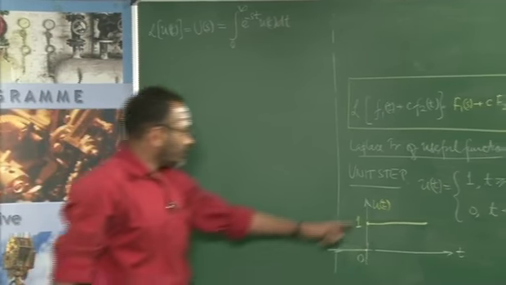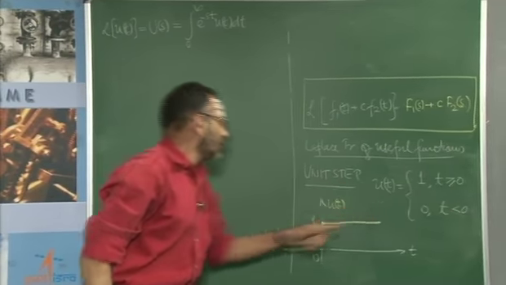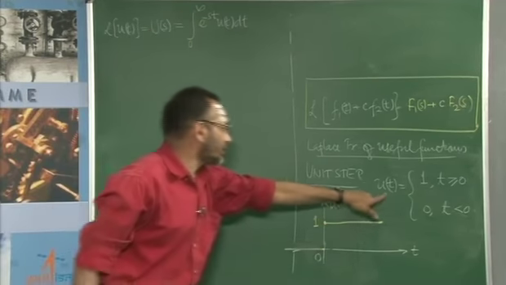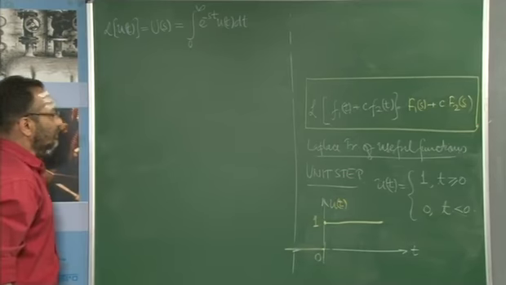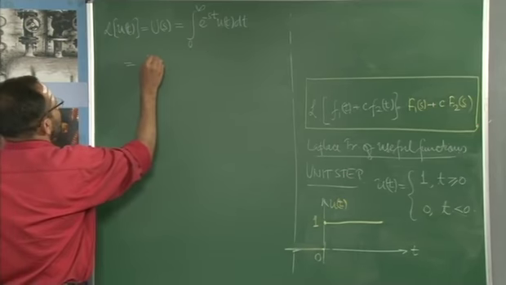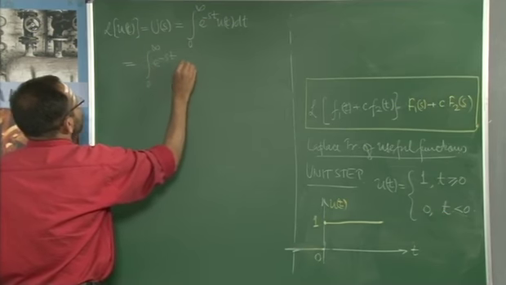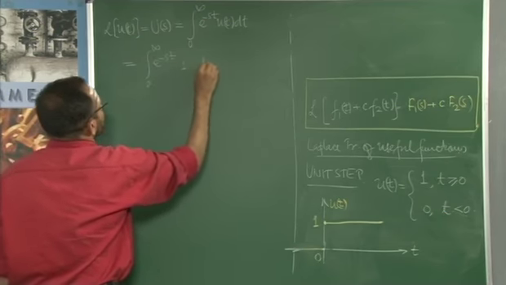Now, what you see here is that u of t is 1 for t greater than or equal to 0, and here the limits of t are 0 and infinity, and in that domain, u of t is equal to 1. Therefore, this turns out to be integral 0 to infinity e to the power of minus st times 1 dt.